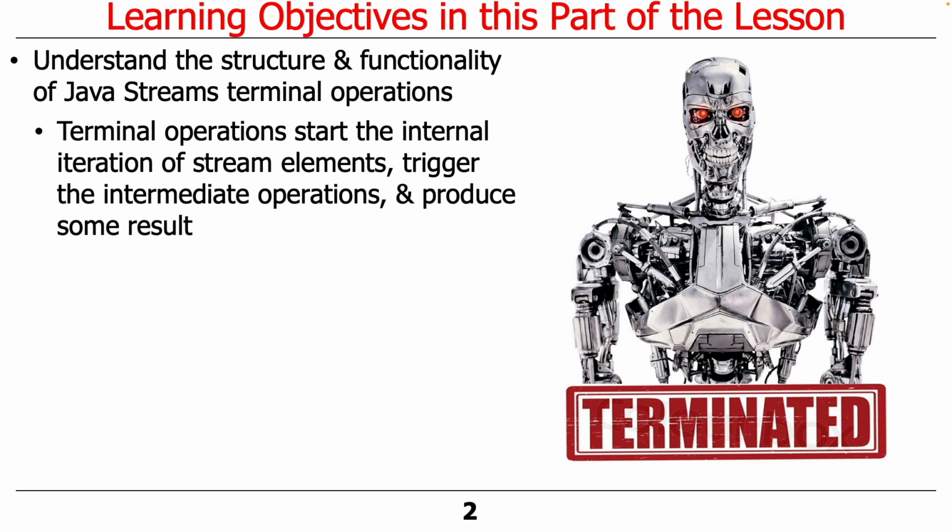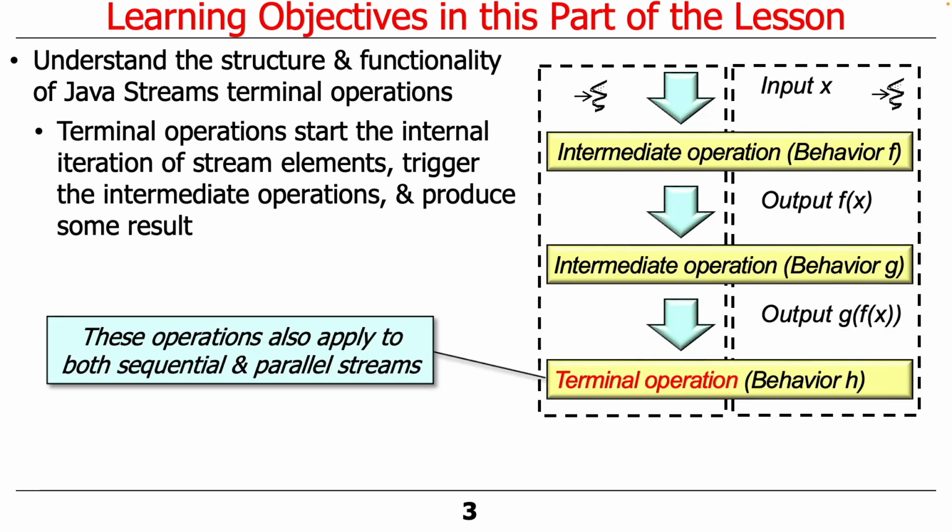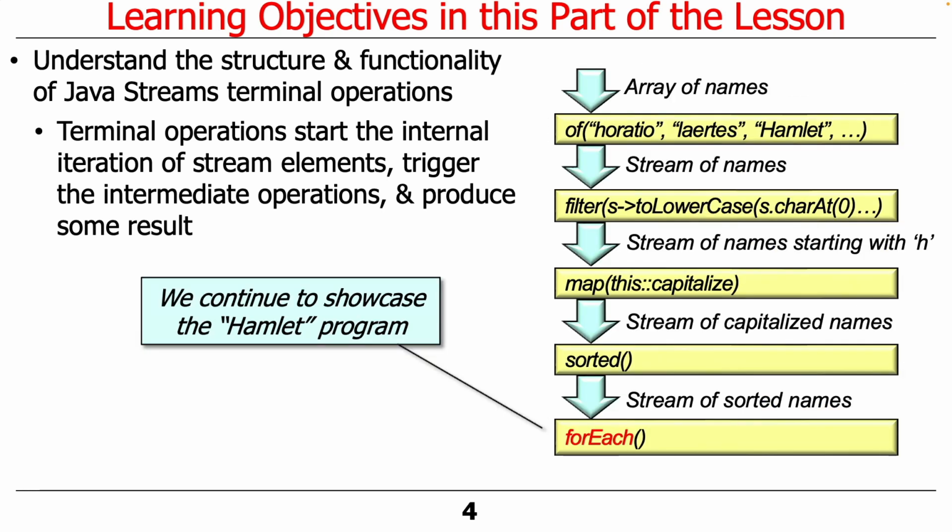And terminal operations do a couple of things. First, they trigger all the other processing, so nothing happens until the terminal operation is reached. They also then produce some result in various ways, either directly in terms of returning a primitive or a collection, or by having some kind of a side effect. And we'll see that these operations apply to both parallel and sequential streams, although there are some subtleties you have to be aware of as you start trying to use them in parallel streams.